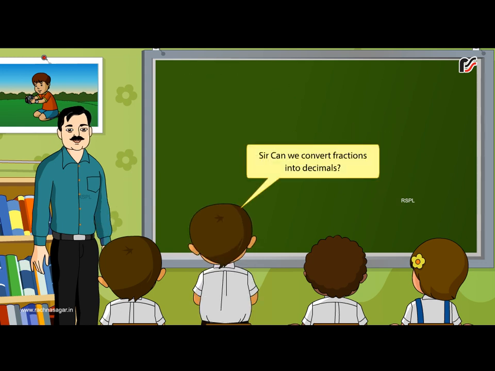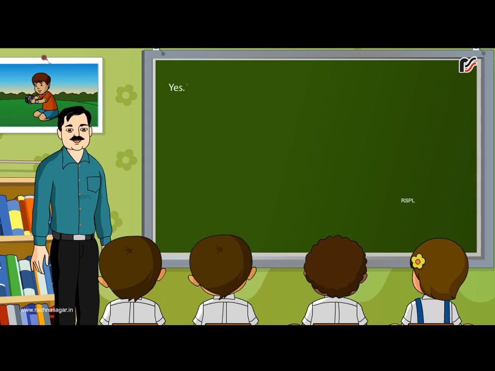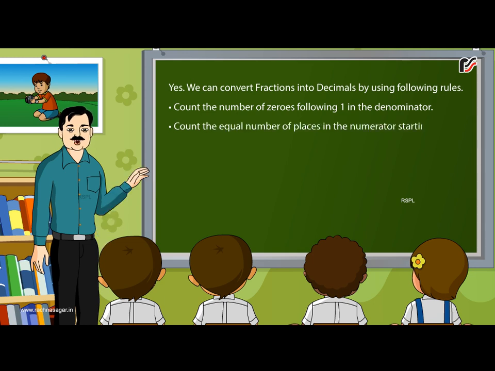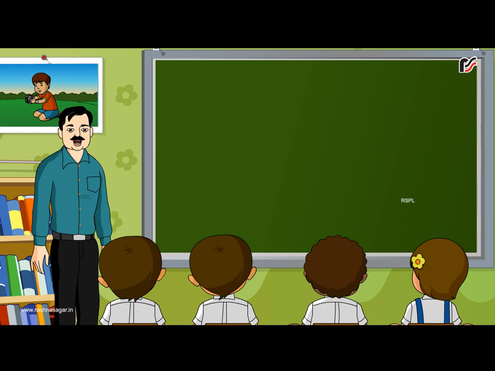Sir, can we convert fractions into decimals? Yes, we can convert fractions into decimals by using following rules. Count the number of zeros following 1 in the denominator. Count the equal number of places in the numerator starting from 1's digit, then place the decimal.